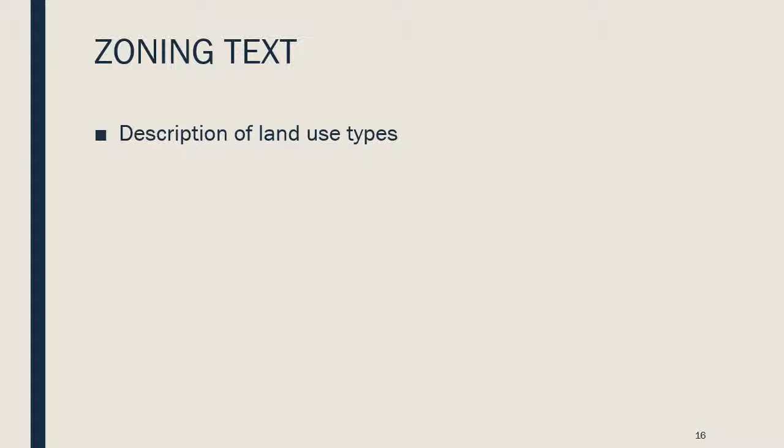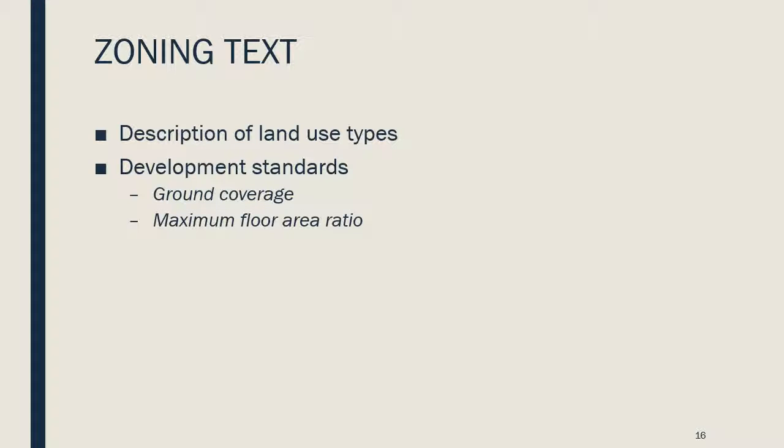The text is going to describe the different types of land uses. Any development standards, such as ground coverage, how much the building can occupy of a particular property, maximum floor area that is allowed for a building per floor or per lot, the maximum height of the building or the number of stories. The two are not necessarily equal. So I can have multiple stories and exceed the maximum height.